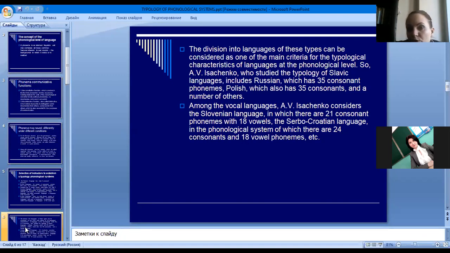And Polish, for example, has also 35 consonants and a number of others. Among the vocal languages, Isachenko considers Slovenian, in which there are 21 consonant phonemes with 18 vowels, and the Serbo-Croatian language, in the phonological system of which there are 24 consonants and 11 vowel phonemes, and so on. So the phonemic composition of individual languages differs among themselves not only quantitatively, but also qualitatively.